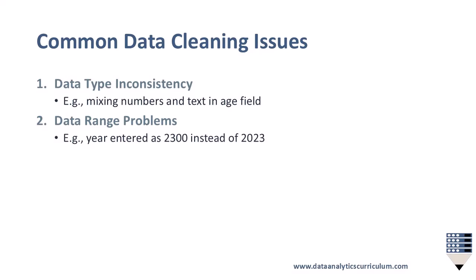Next are data range problems. Sometimes a value might technically be the right type, but not realistic. For instance, a birth year listed as 2300 instead of 2003. These kinds of out-of-range errors can quietly skew your results unless you check for them early.